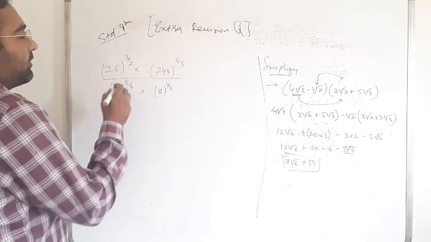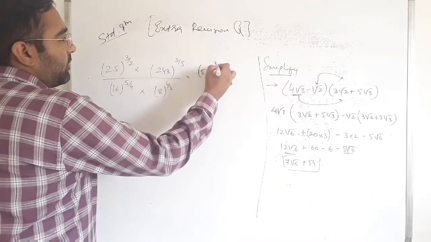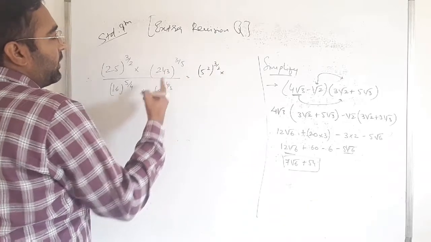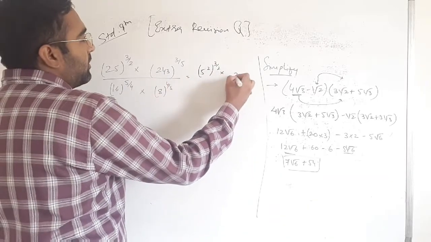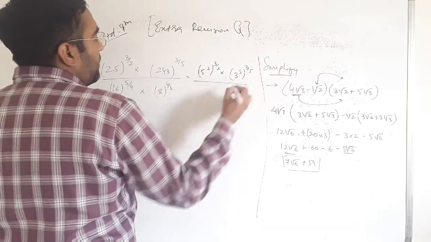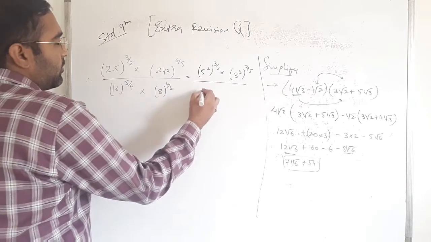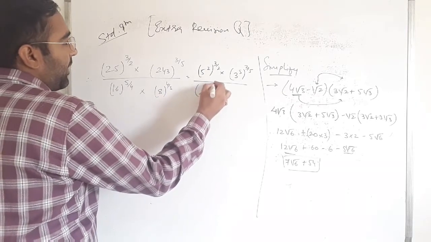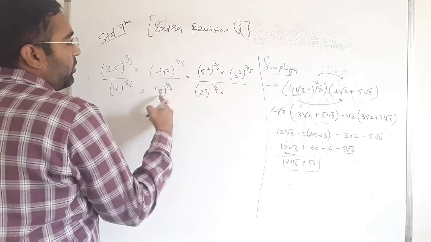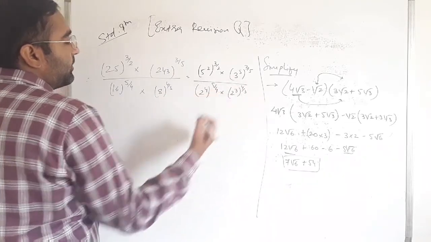25, that is 5 square. So I'll write it here: 5 square raised to 3 by 2, into 243, that is 3 raised to 5, into 3 raised to 3 by 5, into 16, that is 2 raised to 4, raised to 5 by 4, into 8, that is 2 cube raised to 4 by 3.